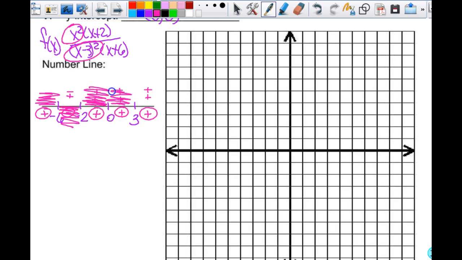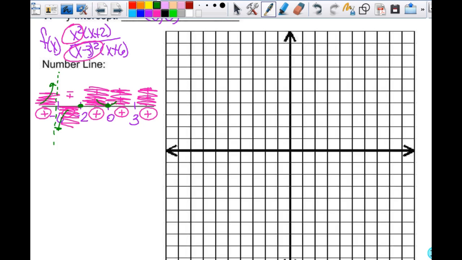So let's think about what's happening at each one of these spots, right? I have a vertical asymptote at -6. So my graph looks like this at -6. At -2, I have a 0, so it's going to cross the x-axis. At 0, it's also a 0, but it's positive to positive. So what's happening here at 0? Bounce. This is my tangency, so it's going to bounce, something like that.